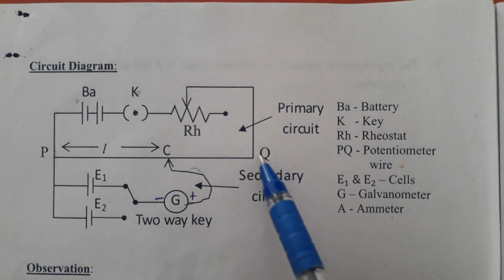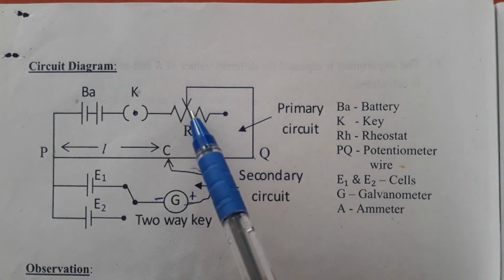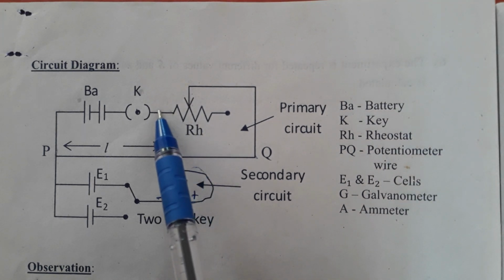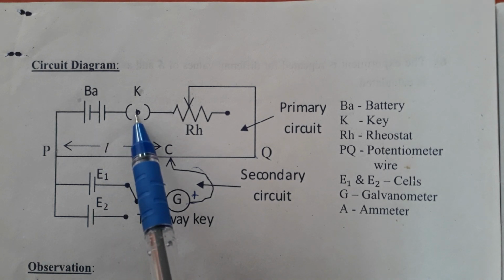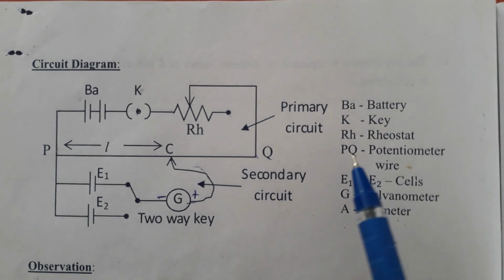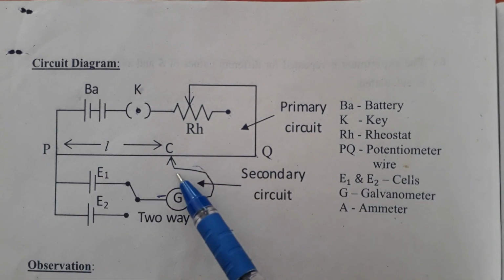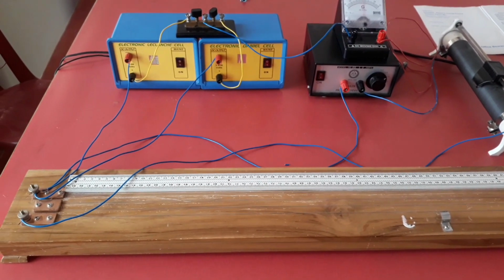After that, the potentiometer Q point goes to the rheostat upper terminal and the rheostat lower terminal directly goes to the battery. This plug key is not necessary to take. Okay, then the other lower terminal of the rheostat is not connected. Neglect this. This is the circuit connection. Now, using this circuit diagram, we are going to connect a circuit. Now the circuit is connected using the circuit diagram.